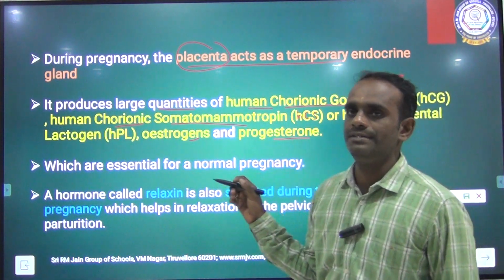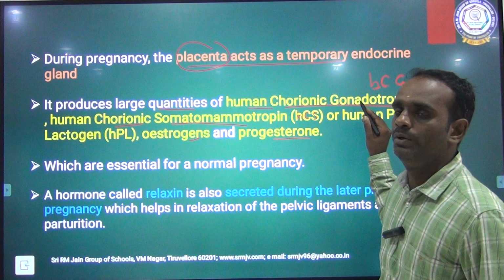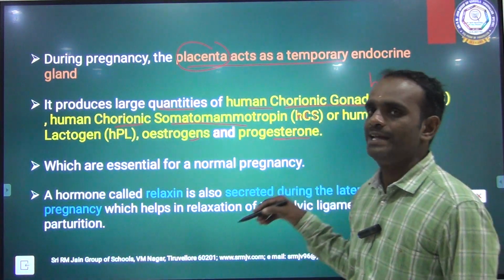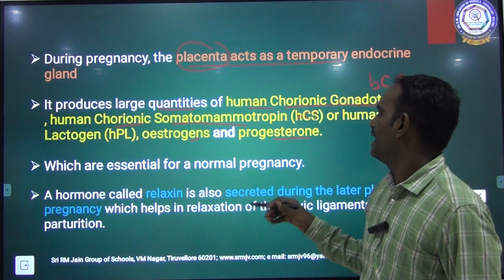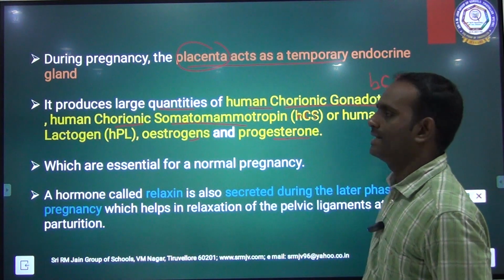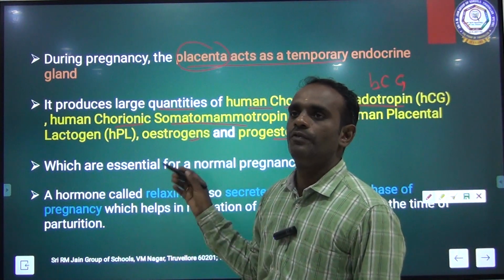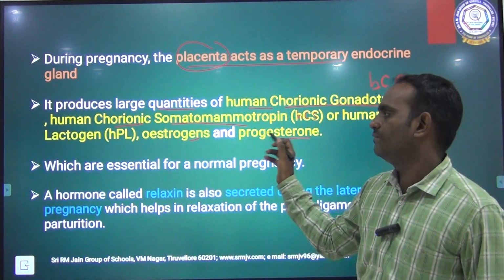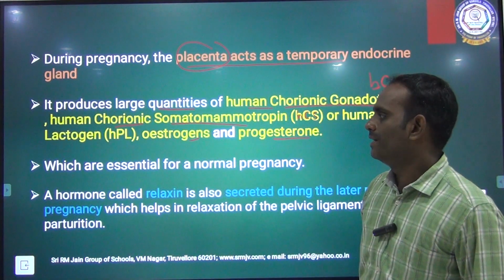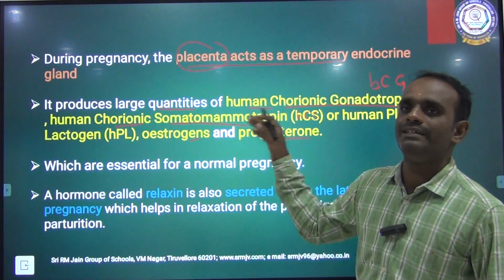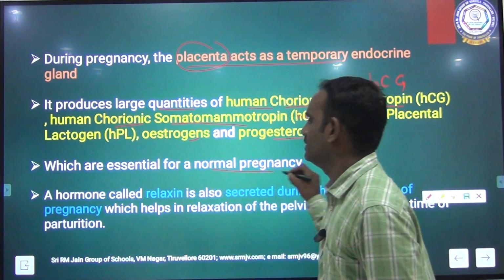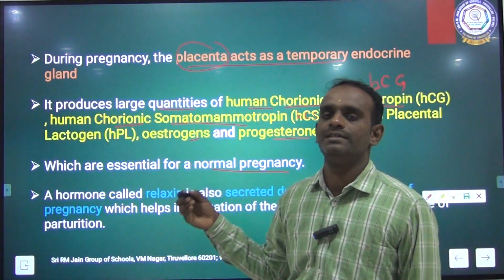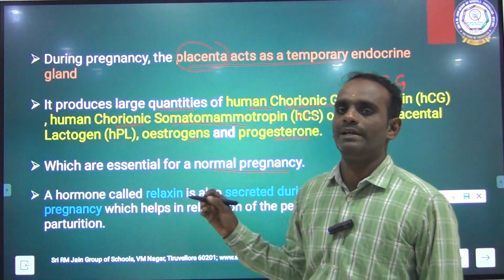The first one is human chorionic gonadotropin. The second is human chorionic somatotropin, and the third is human placental lactogen. The fourth is estrogen, and the fifth is progesterone. All these hormones are very essential for normal pregnancy.